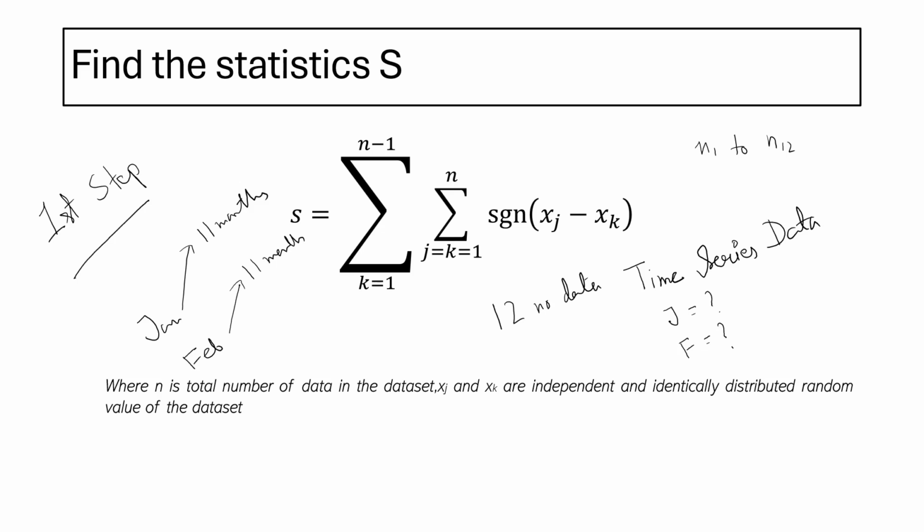So as you have already compared January and February once, so you will compare the data of the other 10-month rainfall, correct? Then come to March. Already you have compared with January and February. So remaining data are 9 months. So you will compare with the remaining 9-month data. Then April. So April you have already compared with January, February, March data. So remaining 8-month data you compare.